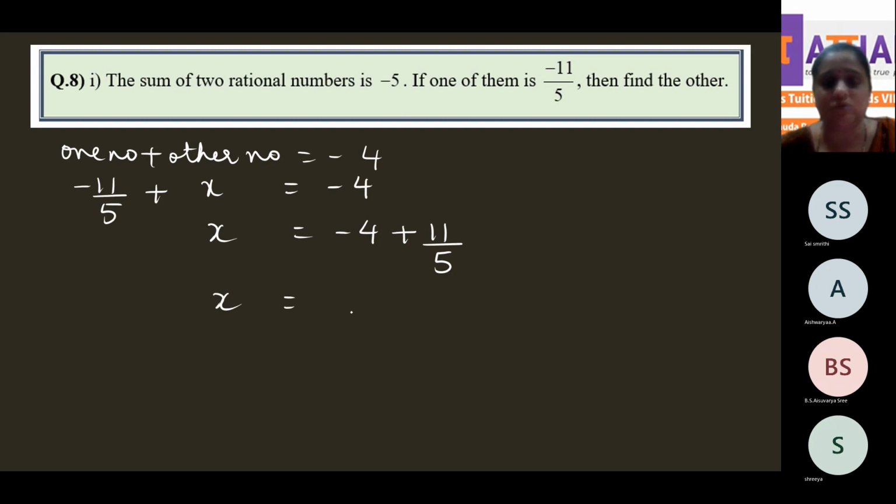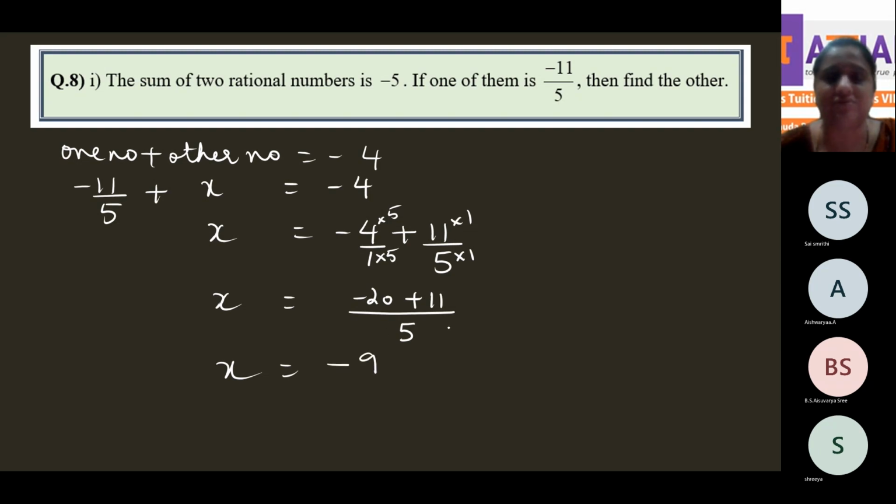So x is equal to, common denominator. There's nothing here, so that means it's 1. 5 is the LCM. So 1 into 5, so into 5 here in the numerator, so minus 20 plus into 1, so into 1 here, 11. So x is equal to different signs in the numerator: subtract and put the sign of the greater number. So minus 9. 20 and 11 on subtracting, the difference is 9. Greater number sign minus. So minus 9 by 5. So the other number is minus 9 by 5.